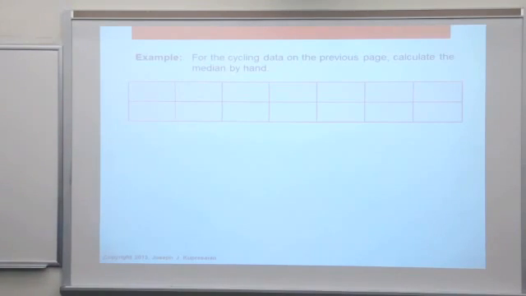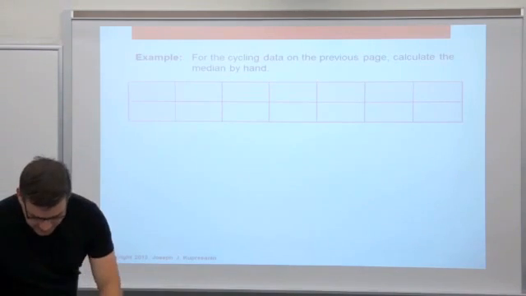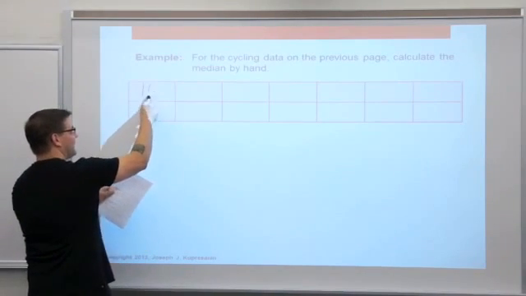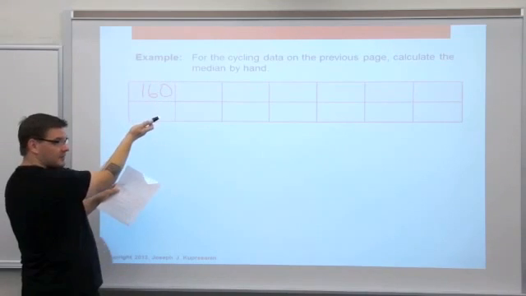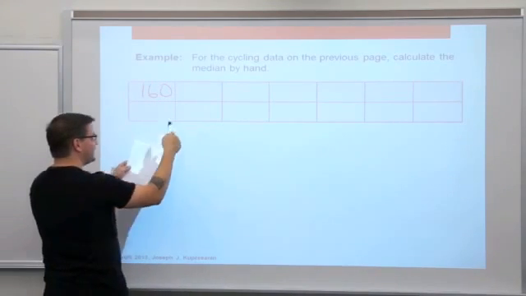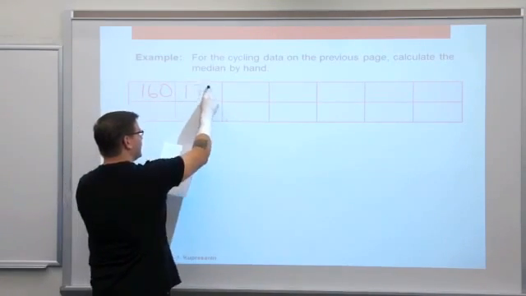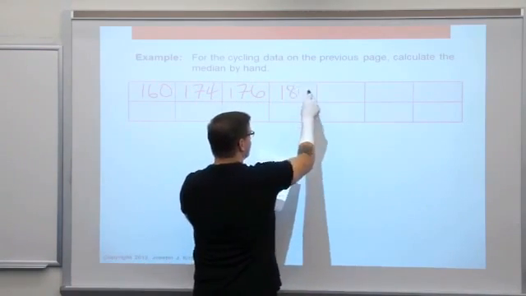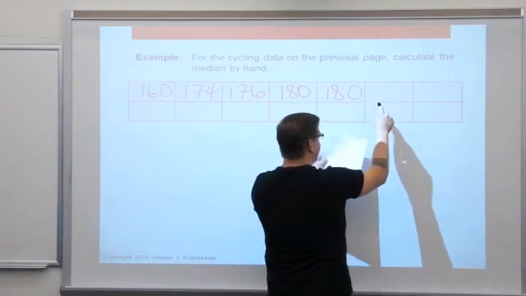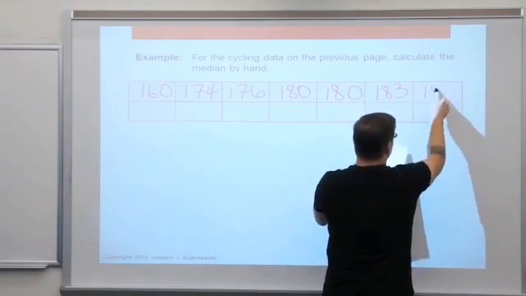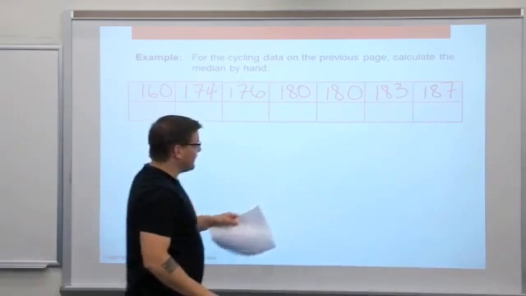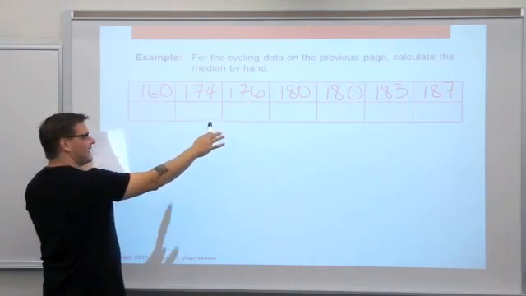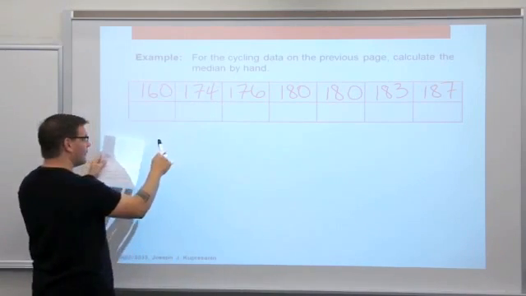Cycling data, previous page, calculate the median by hand. First thing we'll need to do is sort it. I'm presuming we can do this at home, so I'm just going to fill these in rather quickly. The smallest value was 160, if you look back on the previous page. And going forward, I get a 174, 176, 180, 180, 183, 187. It's on the top. That's actually the bottom half of the data, right? It's 7 and 7. There's 14 total.